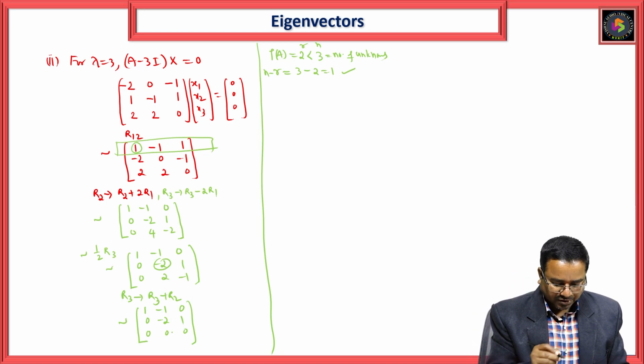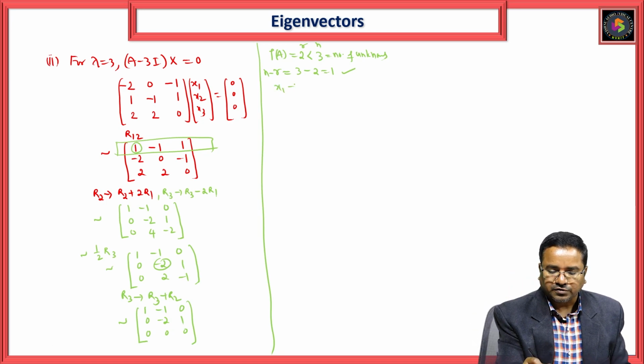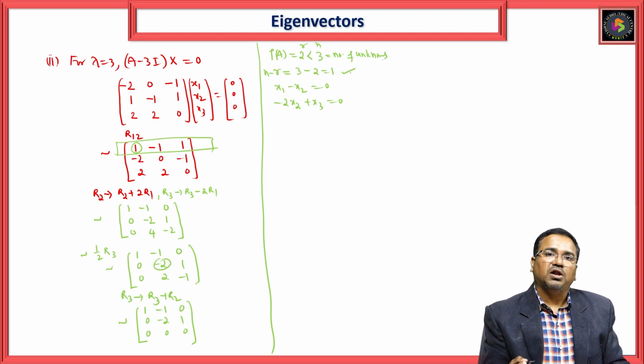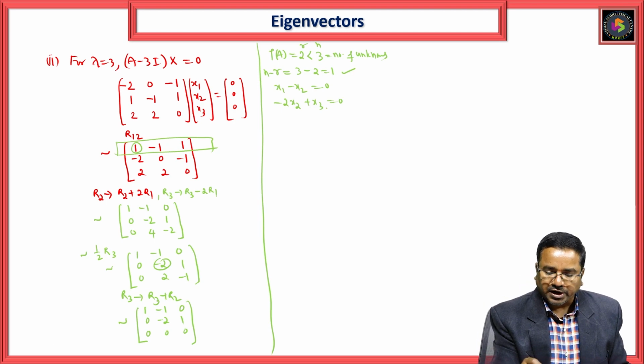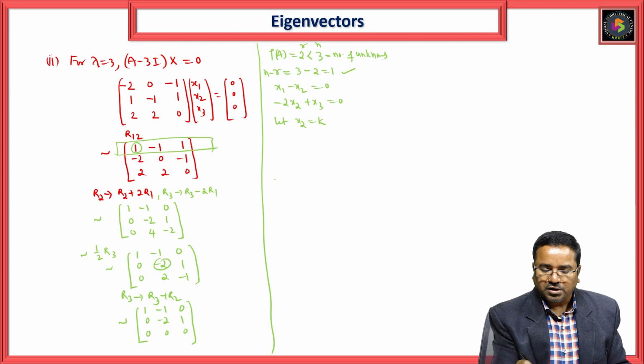So what are the equations from this? x1 minus x2 equals 0, and minus 2x2 plus x3 is equal to 0. From this you have to take only one unknown arbitrarily. You can take any one of these. Here I am taking x2 as k. If x2 is equal to k, then what will x3 become? Then x3 is equal to 2k.